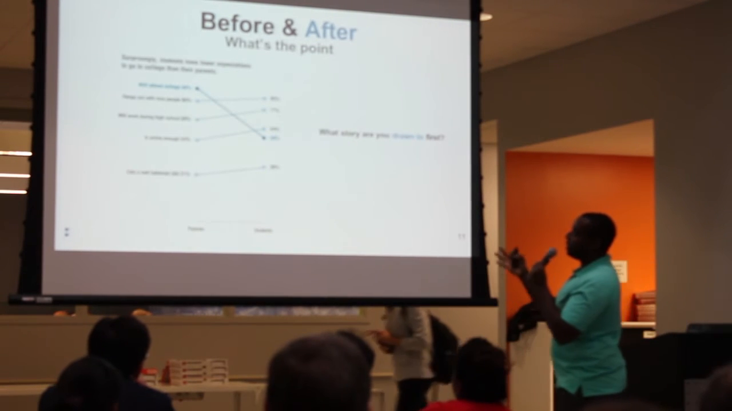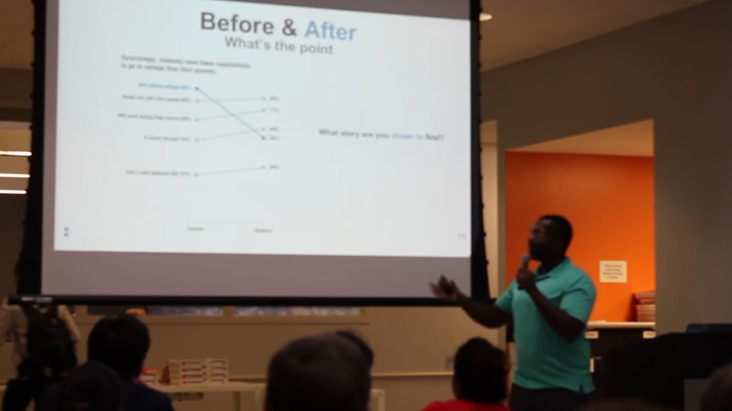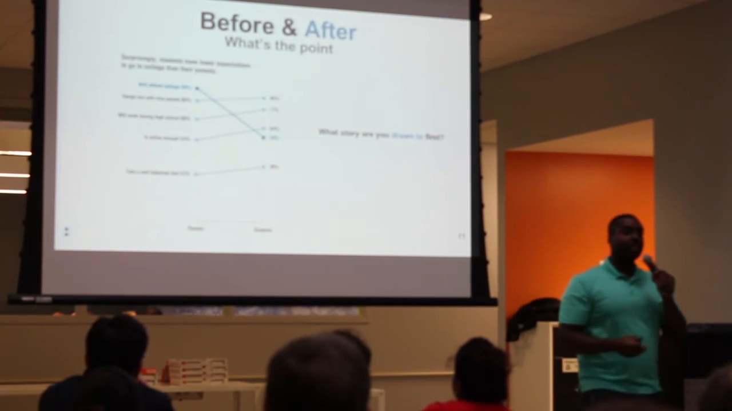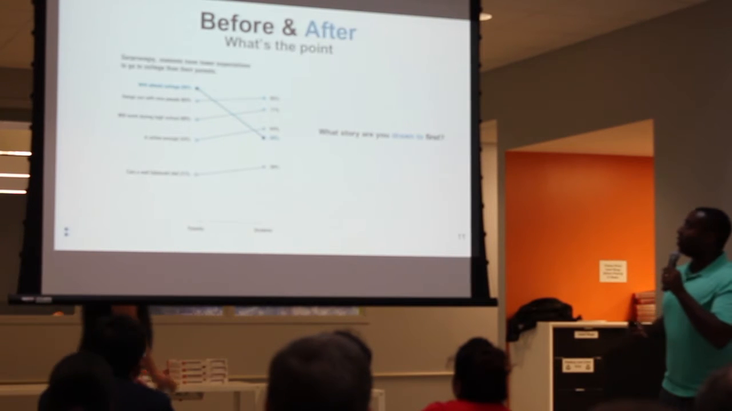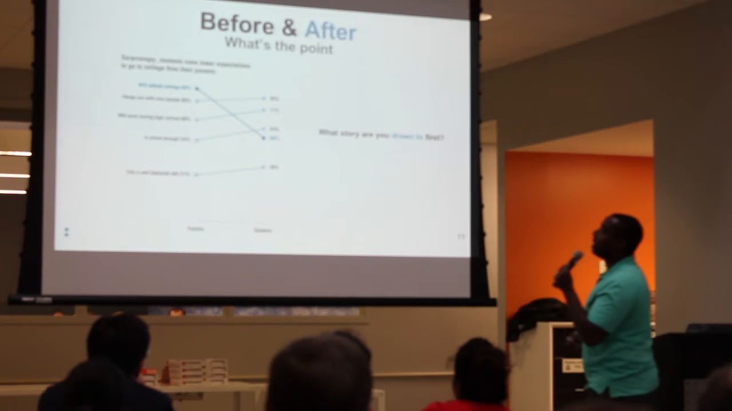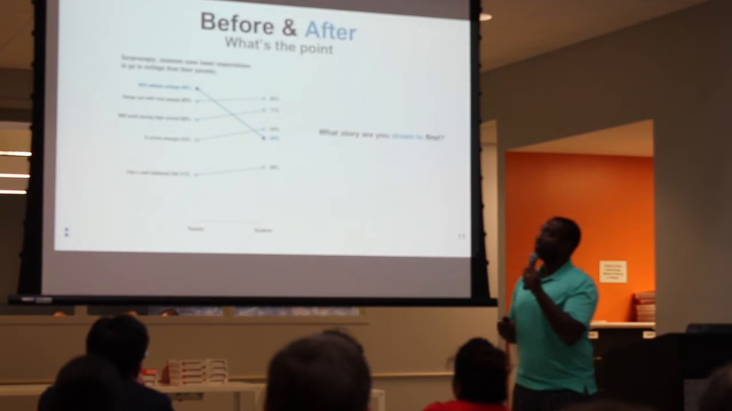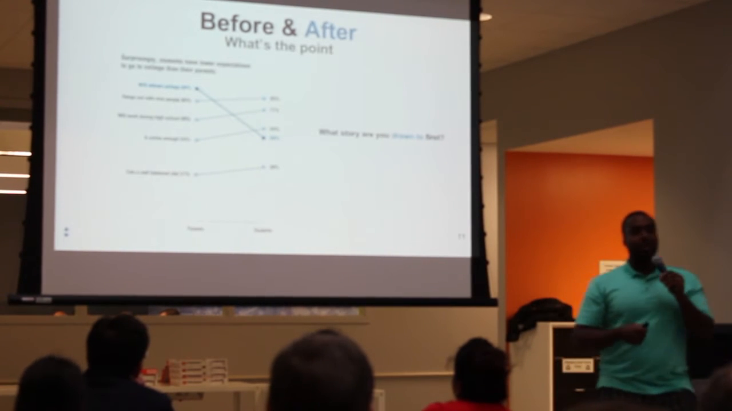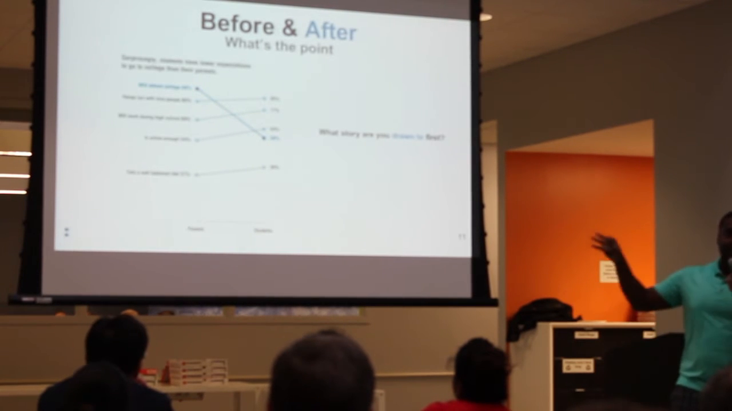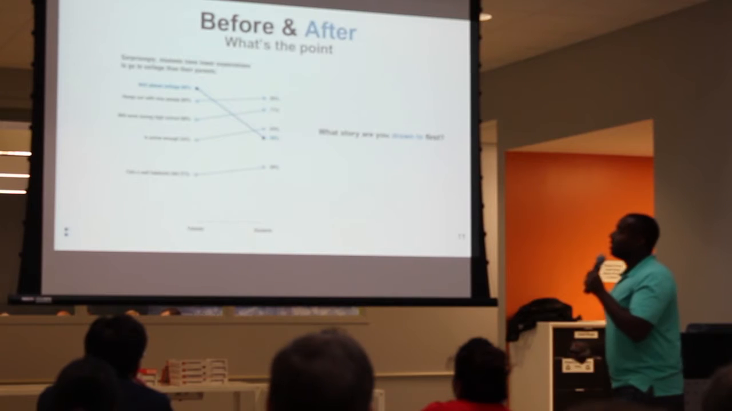So with a revamp of the visualization, this is a slope graph here, and some highlighting, taking advantage of some techniques, you can more easily tell a story. And so here we say, surprisingly, students have lower expectations to go to college than their parents. We'll walk through how she came up with the transformation of not just this chart, but charts in general.